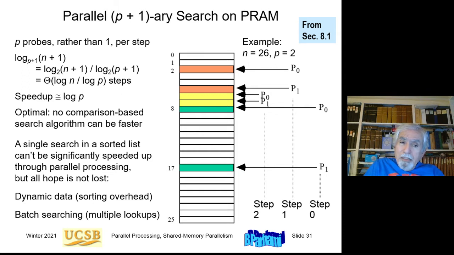And the second thing that saves us is that sometimes we're interested in batch searching. We are not looking for one element, but we are looking for multiple. We want to see whether this list contains the numbers 10, 25, 50, 66, and so on. That's called batch searching. And in batch searching, parallel processing does help, as we will see later.